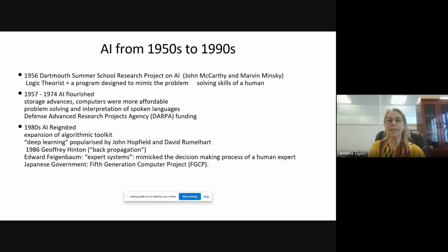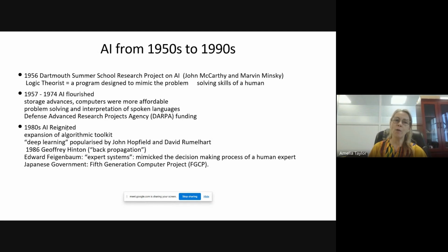the 1950s, now this is a very large area, so I'm not doing justice to the history of AI during that time. But during the 1950s to 1990s, we saw the AI domain flourishing and receiving a lot of funding. And the term artificial intelligence was coined at a summer school in Dartmouth in the US.